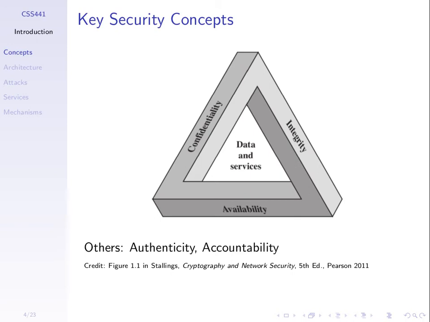Keep our data secret, make sure the data is not modified, make sure that the users accessing the data are as they say they are, and make sure our computer system, our data, our resources are available to the normal users. They're not restricted. Other people will use different names for some of those or add on other concepts or objectives like authenticity and accountability, but we'll focus on those three.